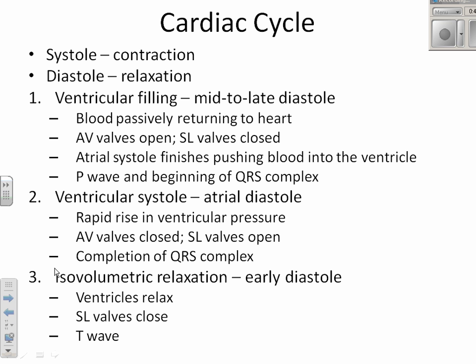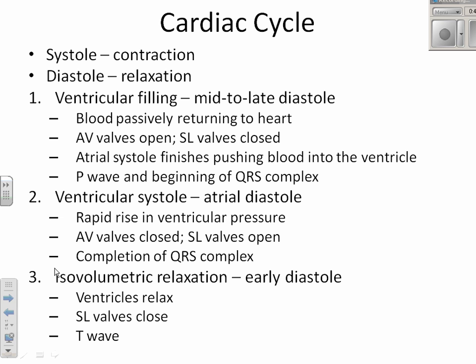So when the P wave has ended and we're beginning that QRS complex, here we are, blood moving from the atria to the ventricles. Ventricular systole and atrial diastole happen, and you have a rapid rise in your ventricular pressure. What does that high pressure do? Causes the what to close? All right, so the atrioventricular valves close, but what is it forcing open? What valves is it forcing open? The semilunar valves, for the blood to leave. It's getting ready to leave at this point. And that QRS complex is complete here.